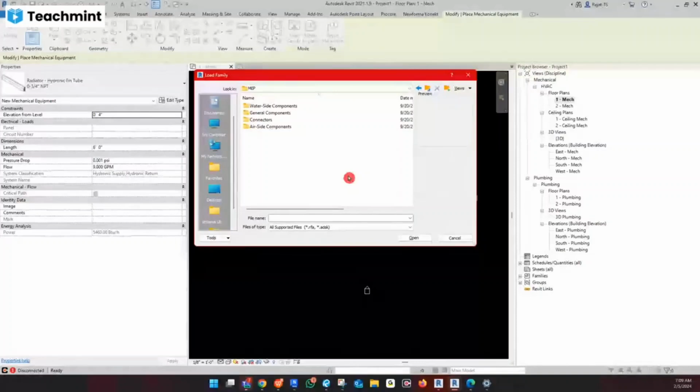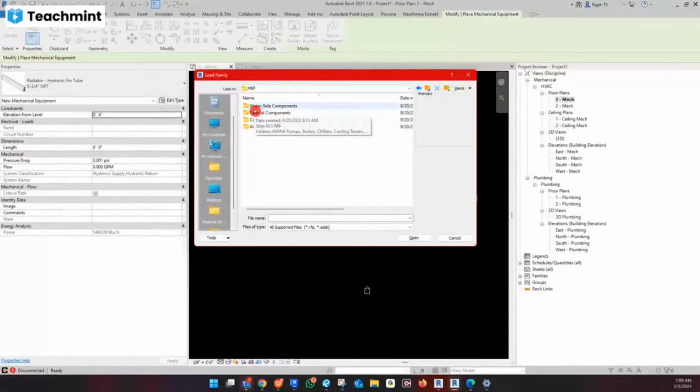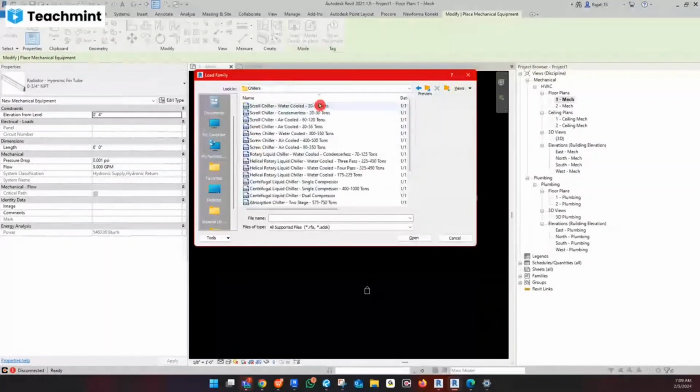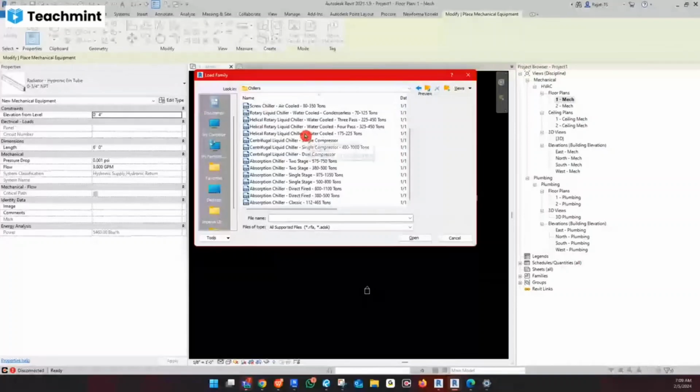If it's a water side component, we have to click over there and you can find chillers, cooling towers, pumps, tanks, all the water related components placed in this library. So for chillers, you can see all types of chillers are there. And same with cooling towers right there.